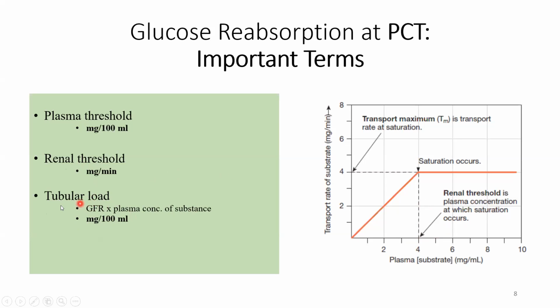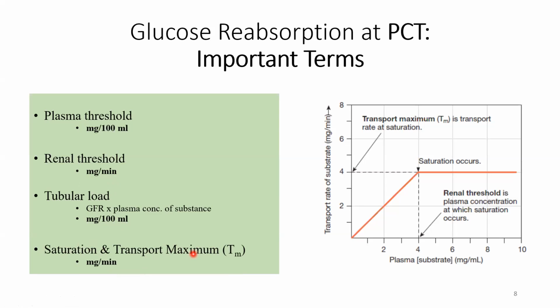Tubular load is the physical amount of that substance which is coming into the filtrate, the renal filtrate. It can be calculated by multiplying the GFR and the plasma concentration of that substance. It's given in milligram per, again, deciliter. Finally, you have saturation, the concept of saturation and transport maximum. So this is where I'll take a minute to explain. There are substances which require transport proteins, just like glucose.